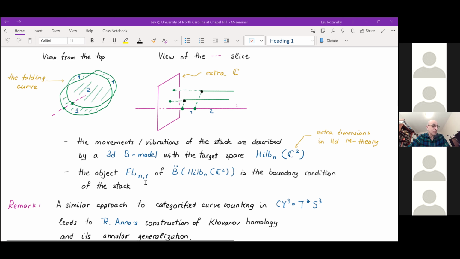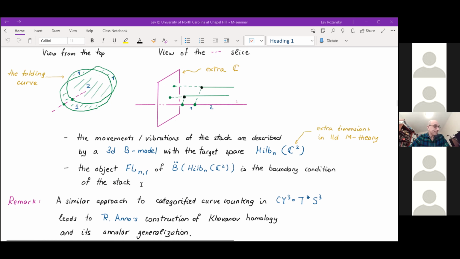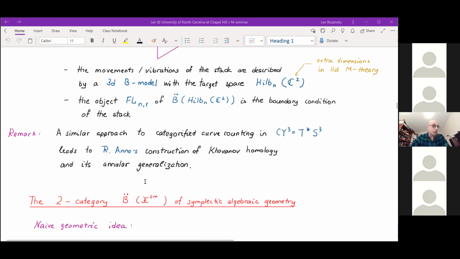And the object that we're talking about is one of the possible boundary conditions for these disks. So the boundary is compressed, so you see a single disk. You do not see this one to two. You do not see individual lines. You just compress them, and this creates the object FLN1. A similar approach can be used for the case of T*S3, and it will lead to Rina Anno's construction of Khovanov homology and its annular generalizations, but it's a separate story.